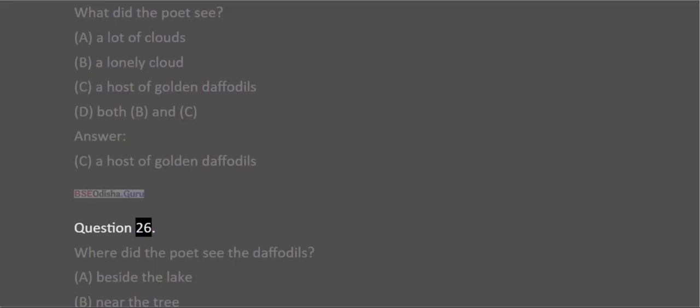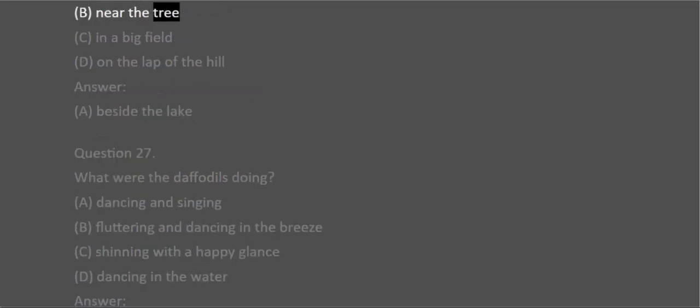Question 26. Where did the poet see the daffodils? A. Beside the lake. B. Near the tree. C. In a big field. D. On the lap of the hill. Answer. A. Beside the lake.